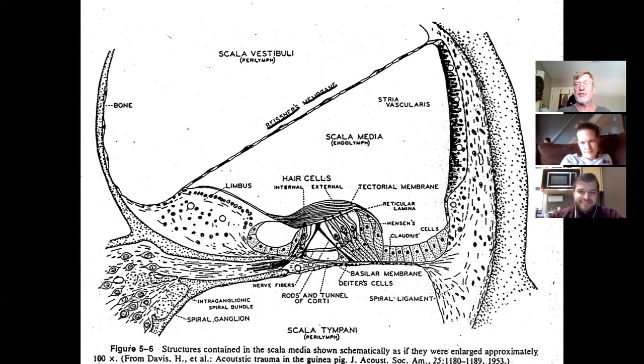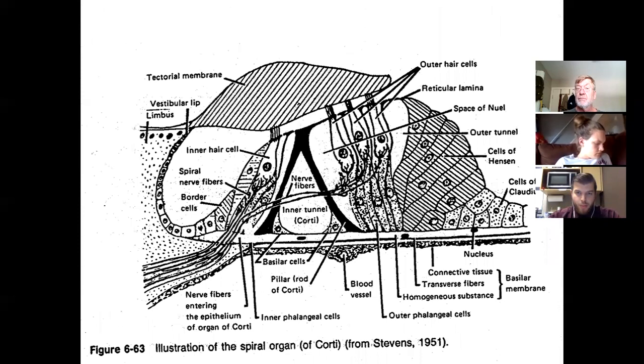All right, I think I've bugged you enough for one day. Here's another picture, just getting closer, this is where we'll go next week. Vestibuli filled with perilymph, media filled with endolymph, scala tympani filled with perilymph again, basilar membrane, Reissner's membrane. You can see the hair cells clearer here. It's a much clearer depiction of the hair cells.